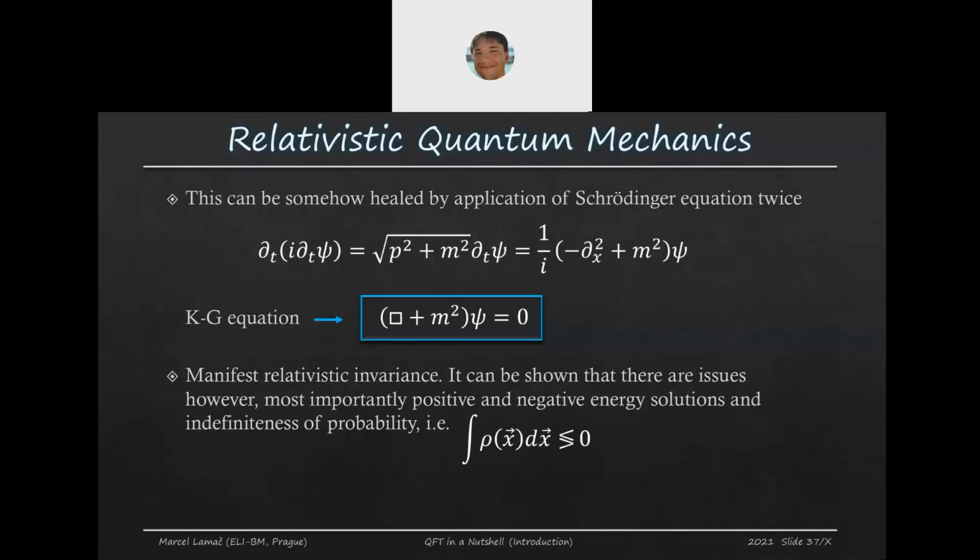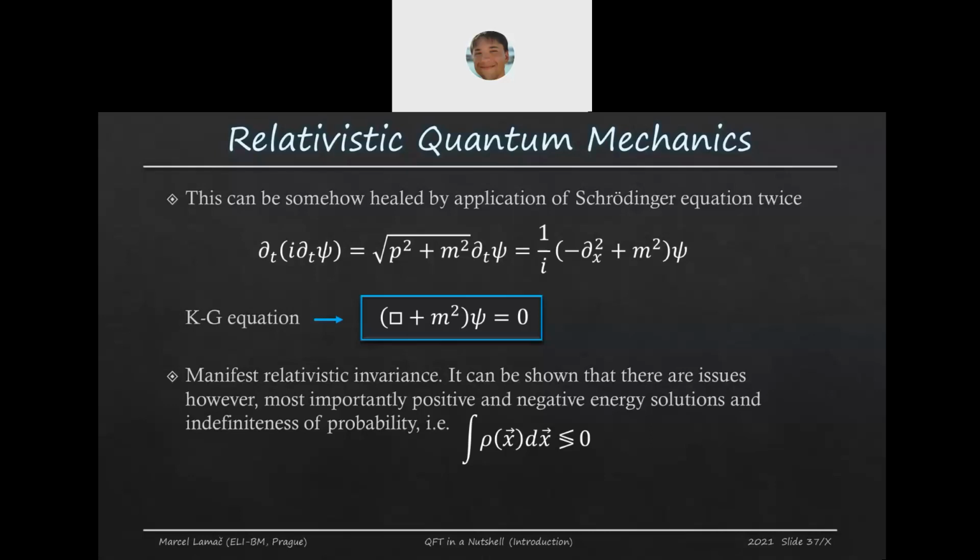However, it can be shown that the probability density, which is the square of the wave function, if we consider the total probability, or if we integrate this probability density over some space-time region or space region, then there are issues, because it can be both larger than zero and lesser than zero. We don't have time to show this, but you can just look at Wikipedia or the lecture notes, and you will see that it is quite easy to show.